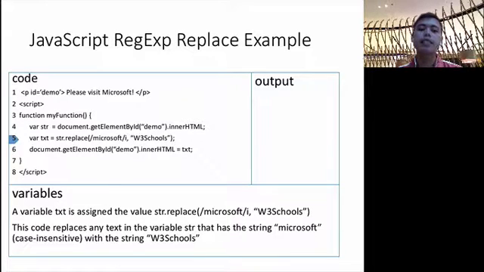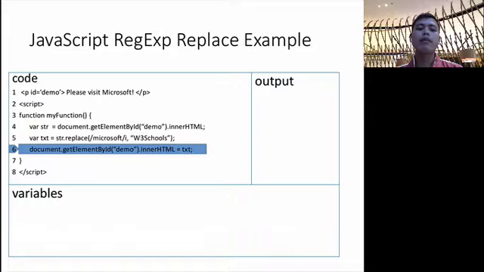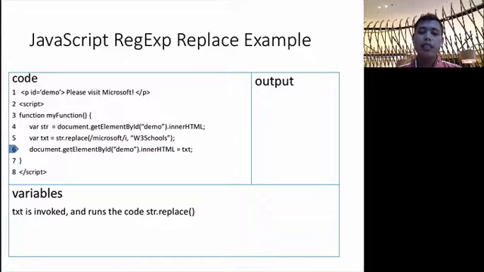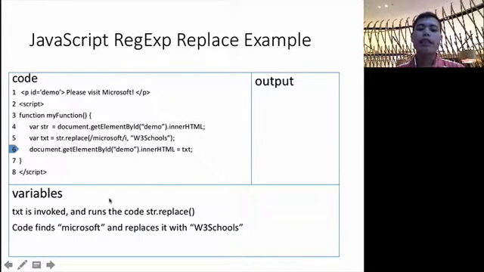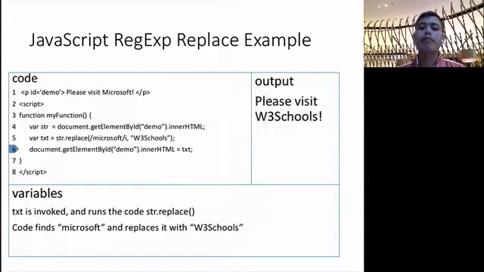Basically, it's case insensitive with the string W3 schools. On line 6, you can see document.getElementById demo.innerHTML equals txt. So here, the txt is invoked and runs the code str.replace. You've seen earlier that this code is assigned that value, and that's why this is invoked. The code finds Microsoft and replaces it with W3 schools.